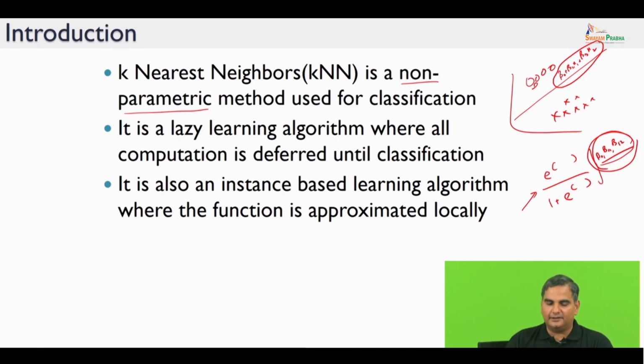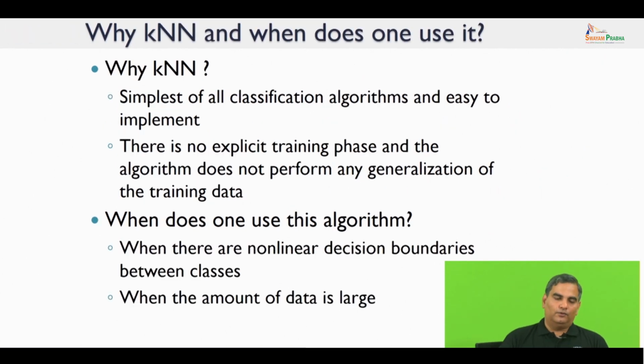It is also called instance based learning, where the function is approximated locally. We will come back to this notion of local as I describe this algorithm. Now, we might ask when do we use this? As I started this lecture, I mentioned it is the simplest of classification algorithms, very easy to implement, and you will see when I explain the algorithm how simple it is.